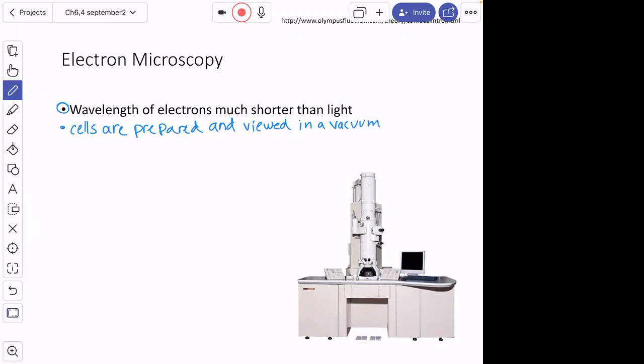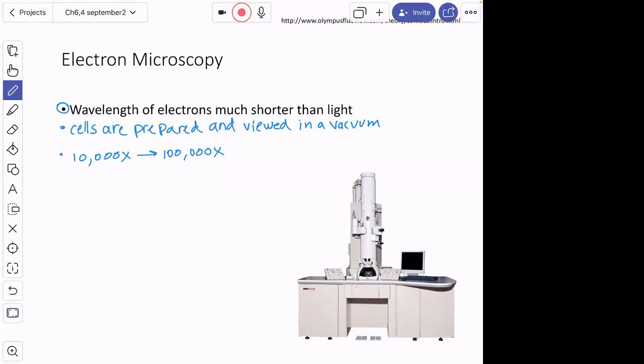Okay, so a vacuum, that means where there's no air. It turns out that if there's air, when you're trying to pump electrons at your specimen, the air will scatter the electrons. So everything has to be done in the absence of air, which adds a level of complexity to the process of trying to see your cells. Magnification, generally about 10,000 to 100,000 times. Okay, so on the order of 10 to 100 times better magnification than what we can get with light microscopes.